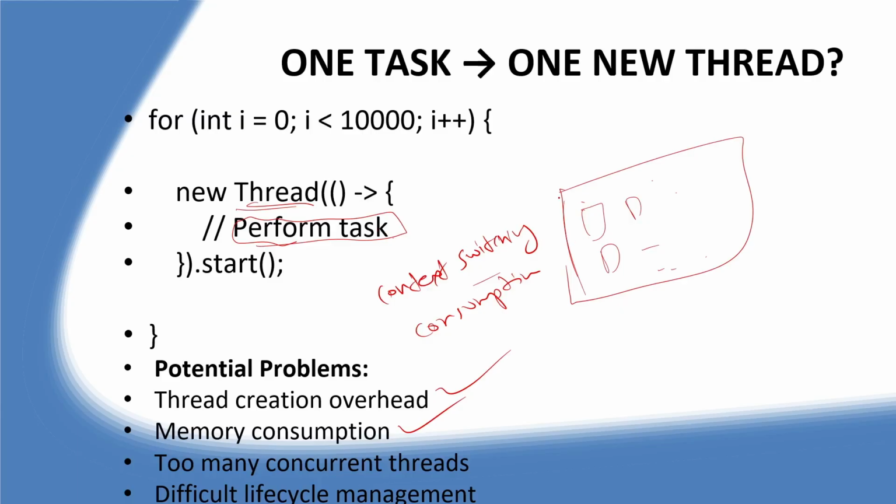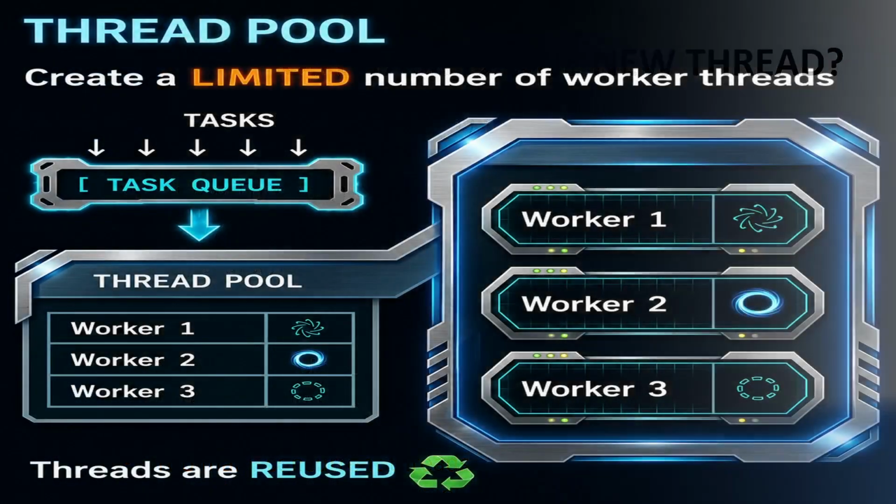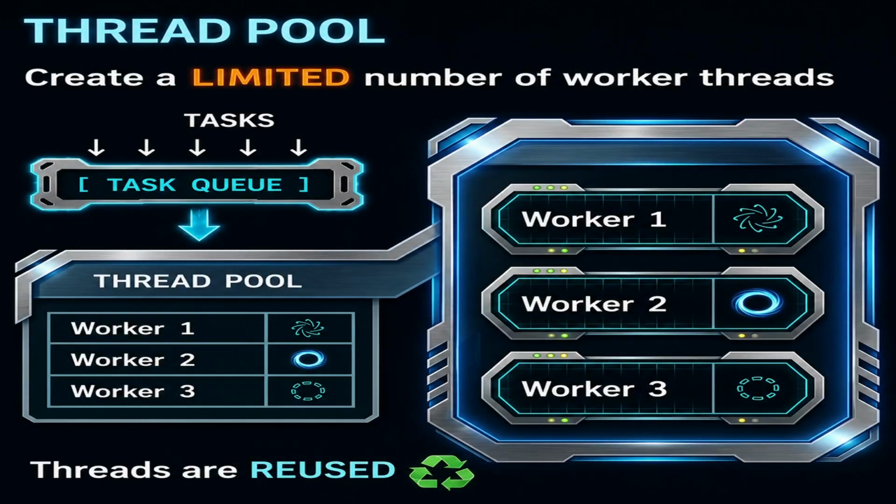Now let's understand what a thread pool is. A thread pool maintains a set of worker threads. Worker threads are the threads which can be reused to execute multiple tasks. Imagine we have 3 worker threads: worker 1, worker 2, and worker 3. These are worker threads.